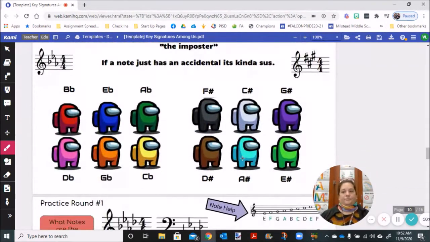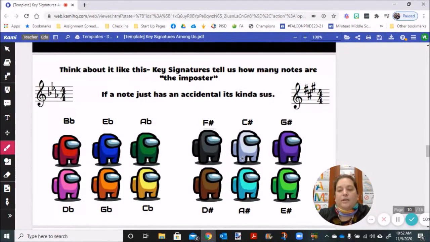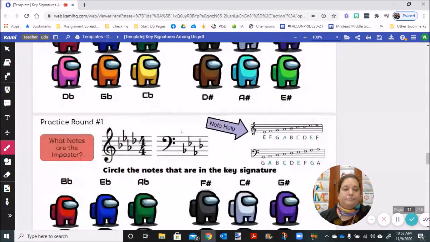Moving on, let's talk about key signatures in relation to the game Among Us. You guys are really into that game, so let's relate it to the game. Think about it like this. Key signatures tell us how many notes are the imposter. How many symbols are in the key signature? That's how many imposters you have. If a note just has an accidental in front of it, it's kind of sus.